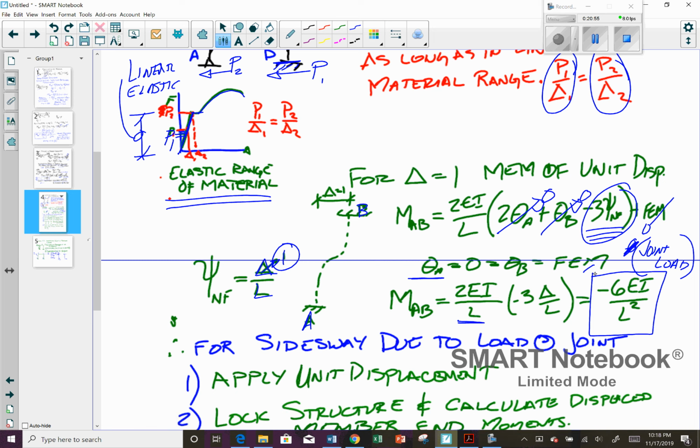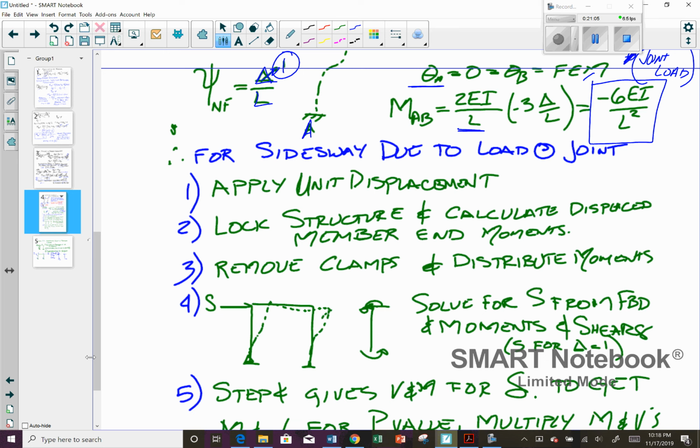And so this is the equation for sideways, the stiffness for side sway due to a load at a joint. For the steps, you apply a unit displacement, lock the structure, clamp it, and calculate your displaced member end moments. Then you remove the clamps and distribute the moments. You solve for the applied load from the free body diagrams and moments and shears, and S is the load that corresponds with delta equal to 1.